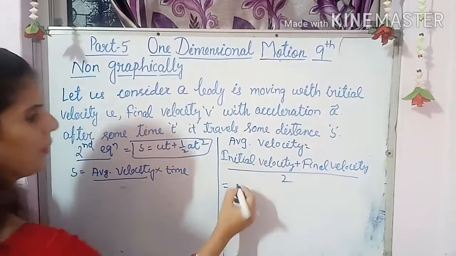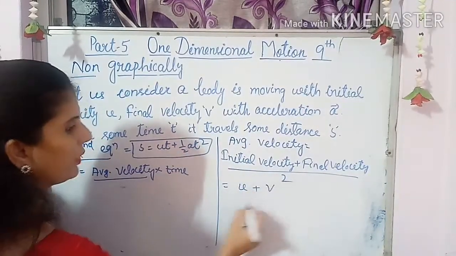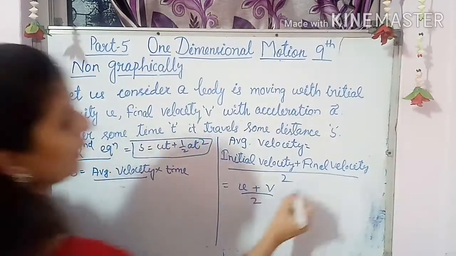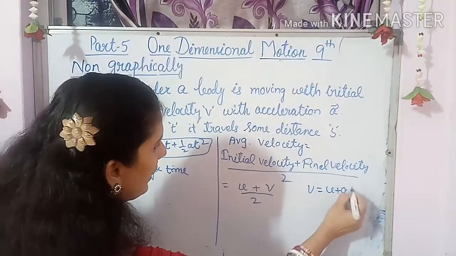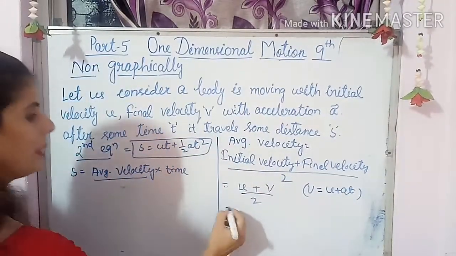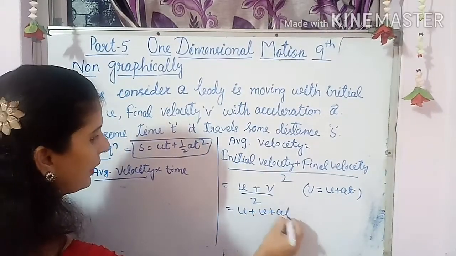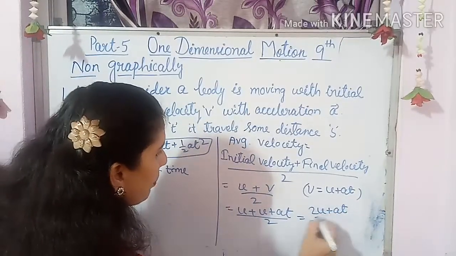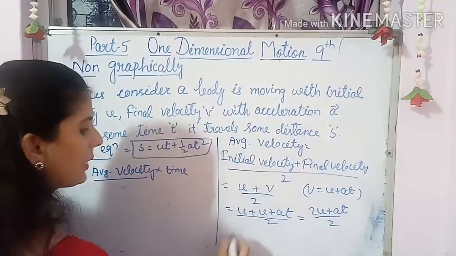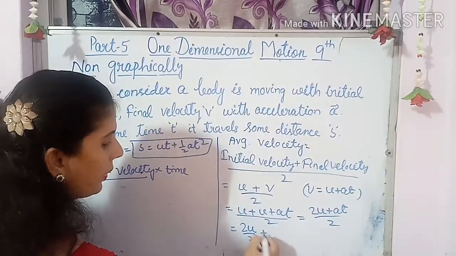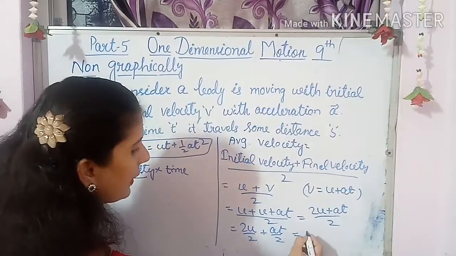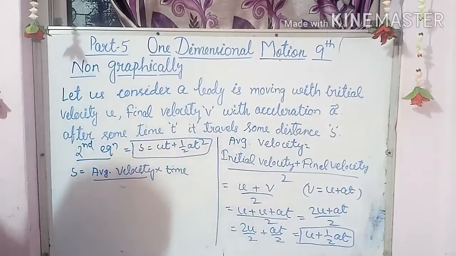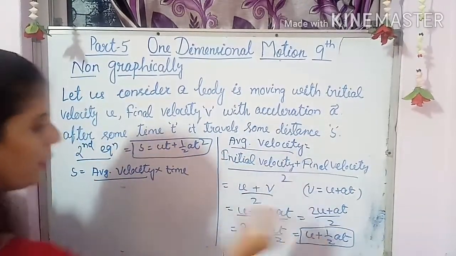Now what do you know about the initial velocity? u. What do you know about the final velocity? v by 2. Now again remember from the first equation, you know that v equal to u plus at. You have to put it here, that is u plus at by 2. So you are getting 2u plus at by 2. Now you separate these, 2u by 2 plus at by 2. So you are getting u plus half at. So this is the formula of your average velocity, u plus half at.